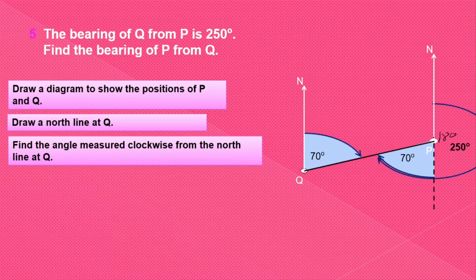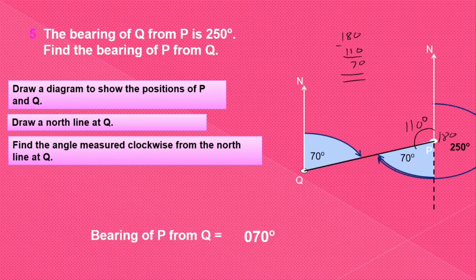And the other way you could have done it, you could have measured this angle. Measuring this angle, you will find this as 110 degrees, and then 180 minus 110, you get this as 70 degrees. This is also a way of finding the bearing. Okay, so the bearing of P from Q, you found it as 70 degrees.